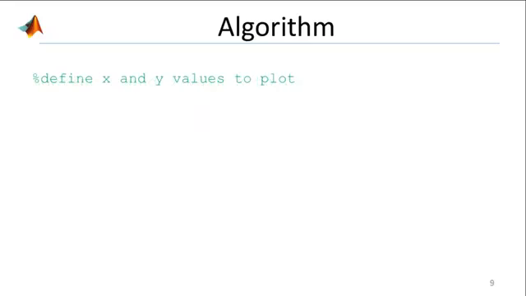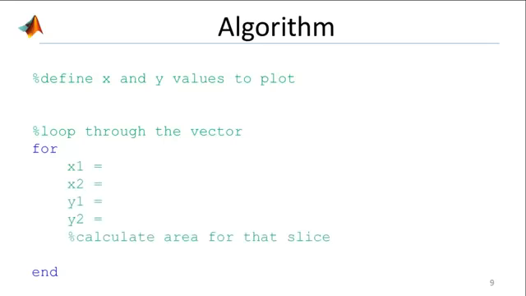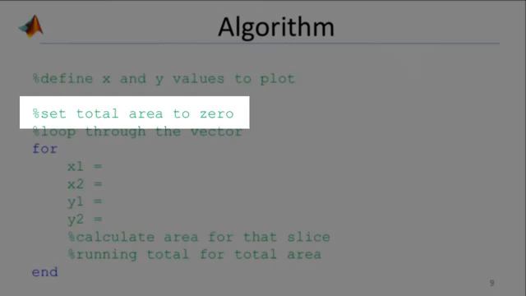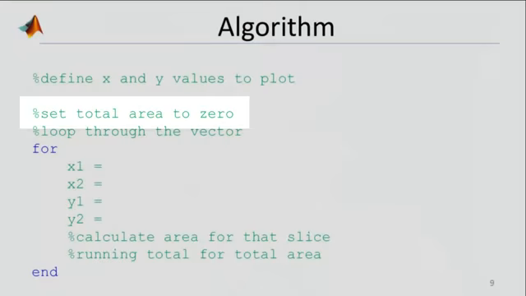So, define our x and y values to plot. We realize we're going to go through our vector. So the best loop in this case is the for loop, since we know how many elements are in our vector. And for each slice, we'll have to find x1, x2, y1, y2, calculate the area for that particular slice, and then create a running total. Now remember that when we create a running total, we need a starting point. So above the loop, we're going to set our total equal to 0. But as far as thinking roughly about our steps, that's as far as it gets.